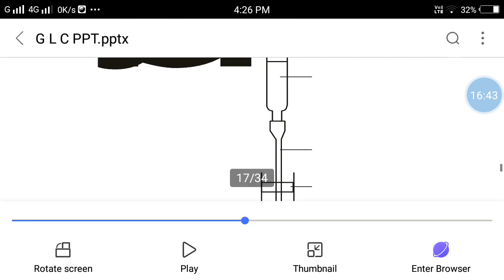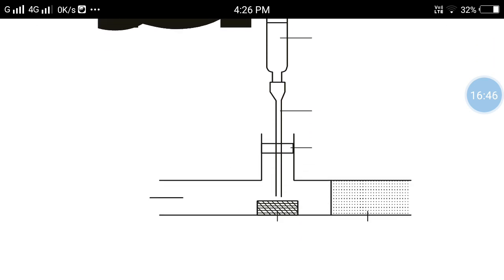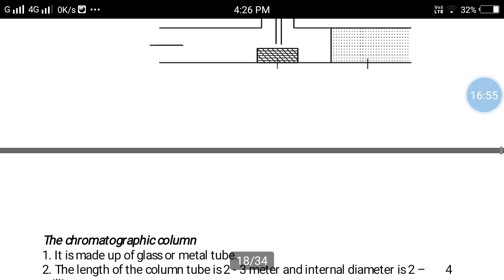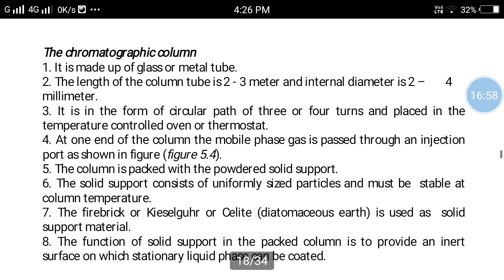Look, this is the figure. Above is the syringe, and here is the metal block which is seen in cross section, and here is the rubber septum, and then the dotted line shows the column. The chromatographic column is made up of a glass or metal tube. The length of the column is 2 to 3 meters and the diameter is 2 to 4 millimeters. It is in the form of a circular path of 3 or 4 turns and placed in a temperature-controlled oven or thermostat. At the end of the column, the mobile gas phase is passed through an injection port. It is shown in the figure.